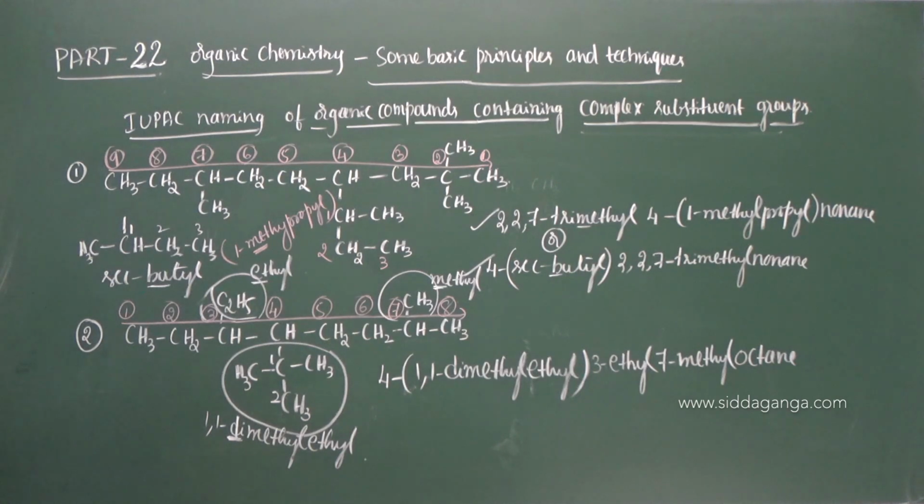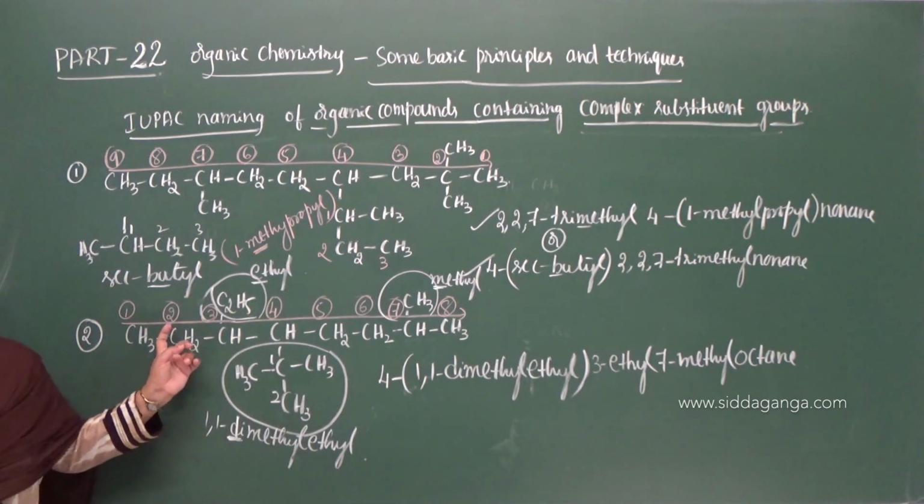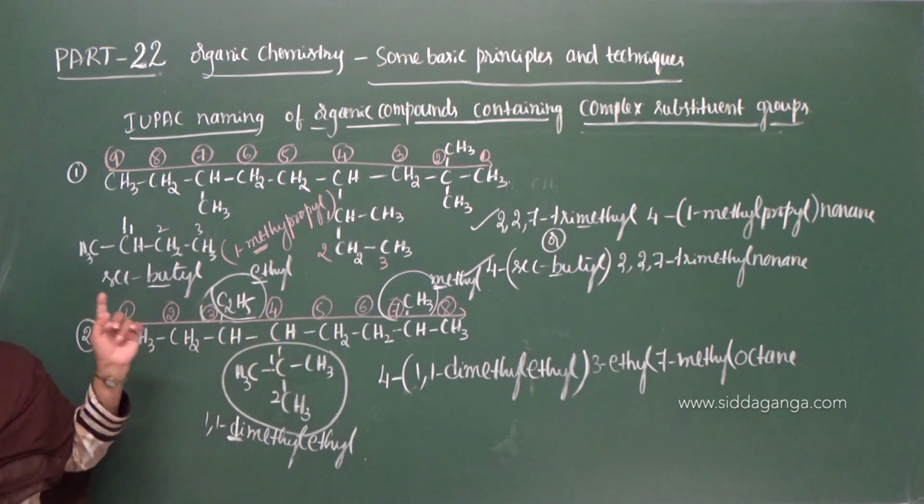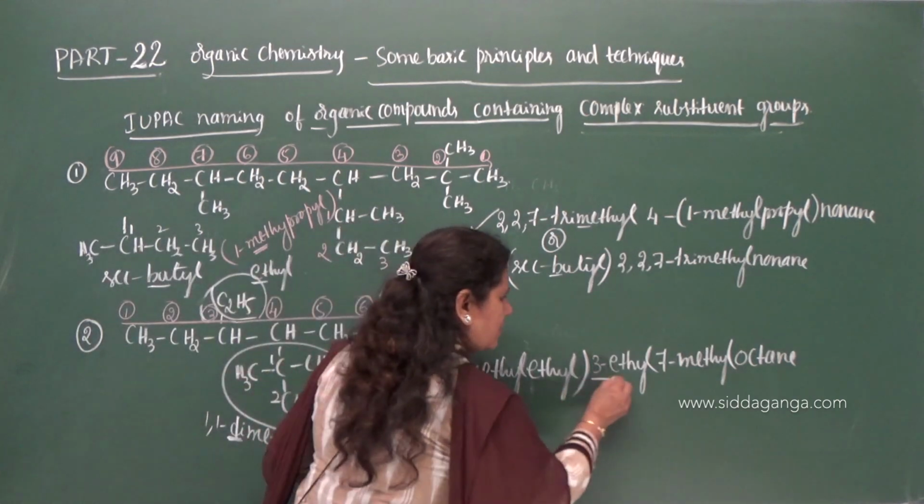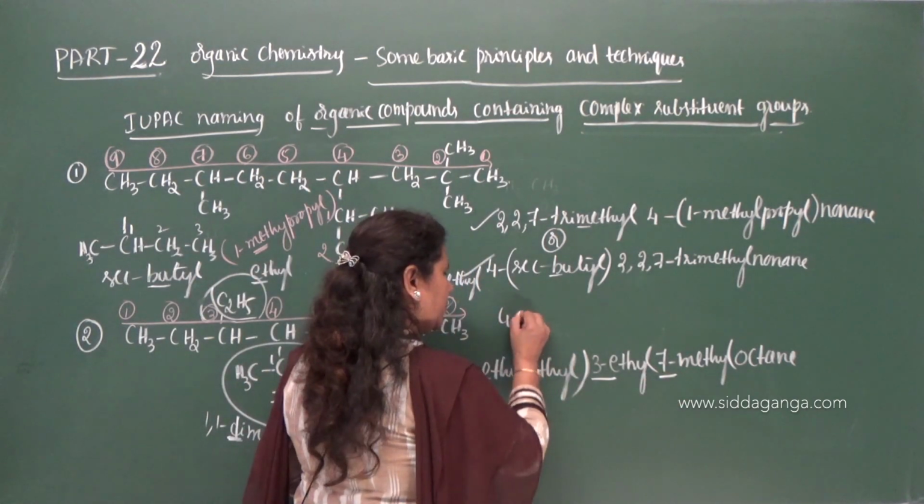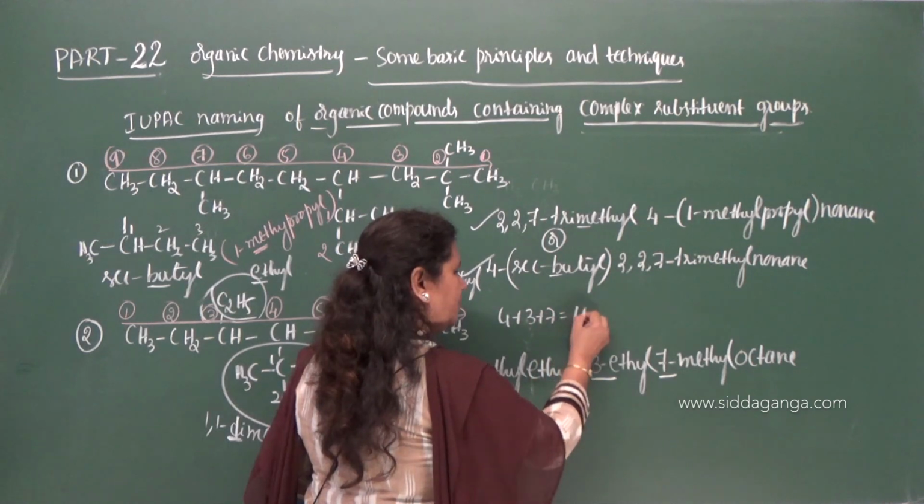So which numbering is correct? Whether it is from 1 to 2 or from here to here, that you need to consider. So here you will get the substituent group here. Which one is correct? I have given 1, 2, 3 from this end, and according to the lowest sum rule, if I number in this way, what is the sum of the locants you will get? You will get 14. 4 plus 3 plus 7, it will be 14.